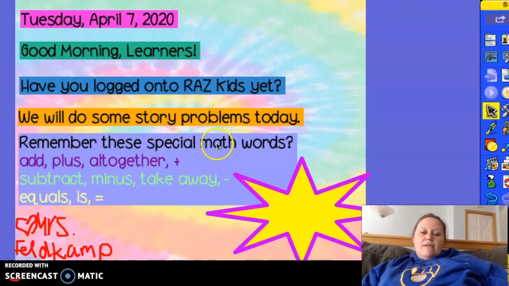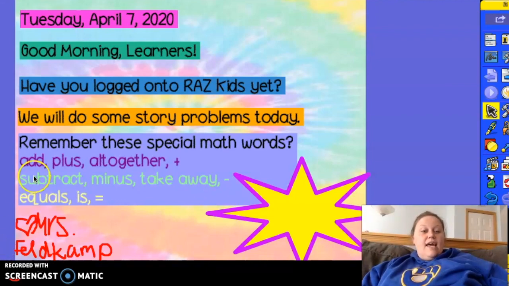Remember these special math words? Add, plus, all together, and then I made the plus sign. Those are all for adding story problems when there's more of something. And then how about these words? Do you remember these? Subtract, minus, take away, and then I put the minus sign or subtraction symbol. That's when you start with an amount in a story and then some go away or get taken away and there's less in the answer.